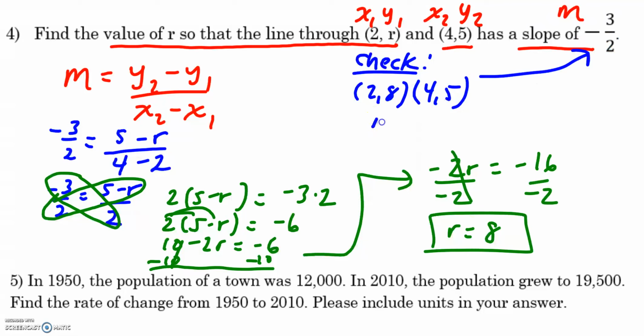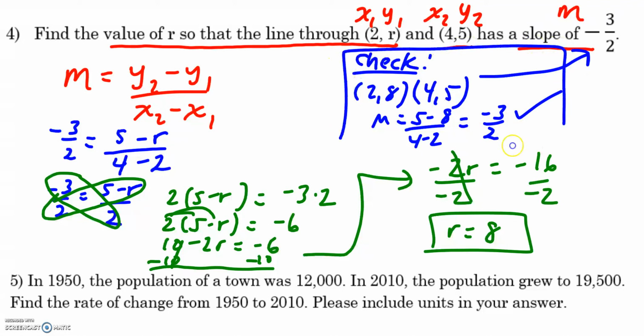So let's see. 5 minus 8 on top, 4 minus 2 on the bottom. Yes, that does end up being negative 3/2. So my answer to the problem is really r equals 8, but I made sure that my slope was correct when I plugged it back in. So this is a really good technique for your test taking.